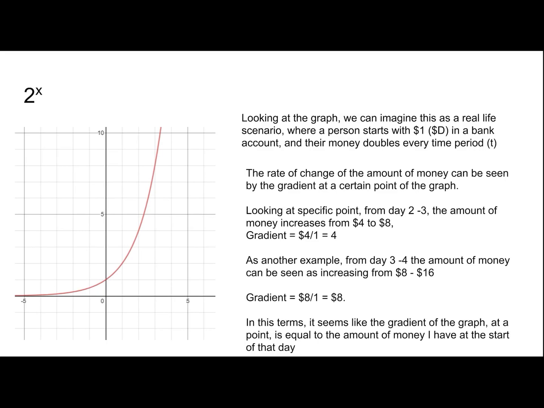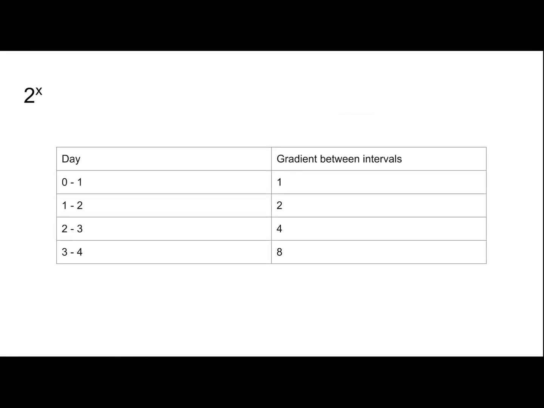So that seems to be the pattern that we're seeing here. It seems to be very prominent in our calculations here. So let's not stop there. Let's actually verify our understanding by using a table. This table shows us the intervals of days. So this is a 1 day interval, day 0 to day 1, day 1 to day 2. And this is the gradient between the intervals.